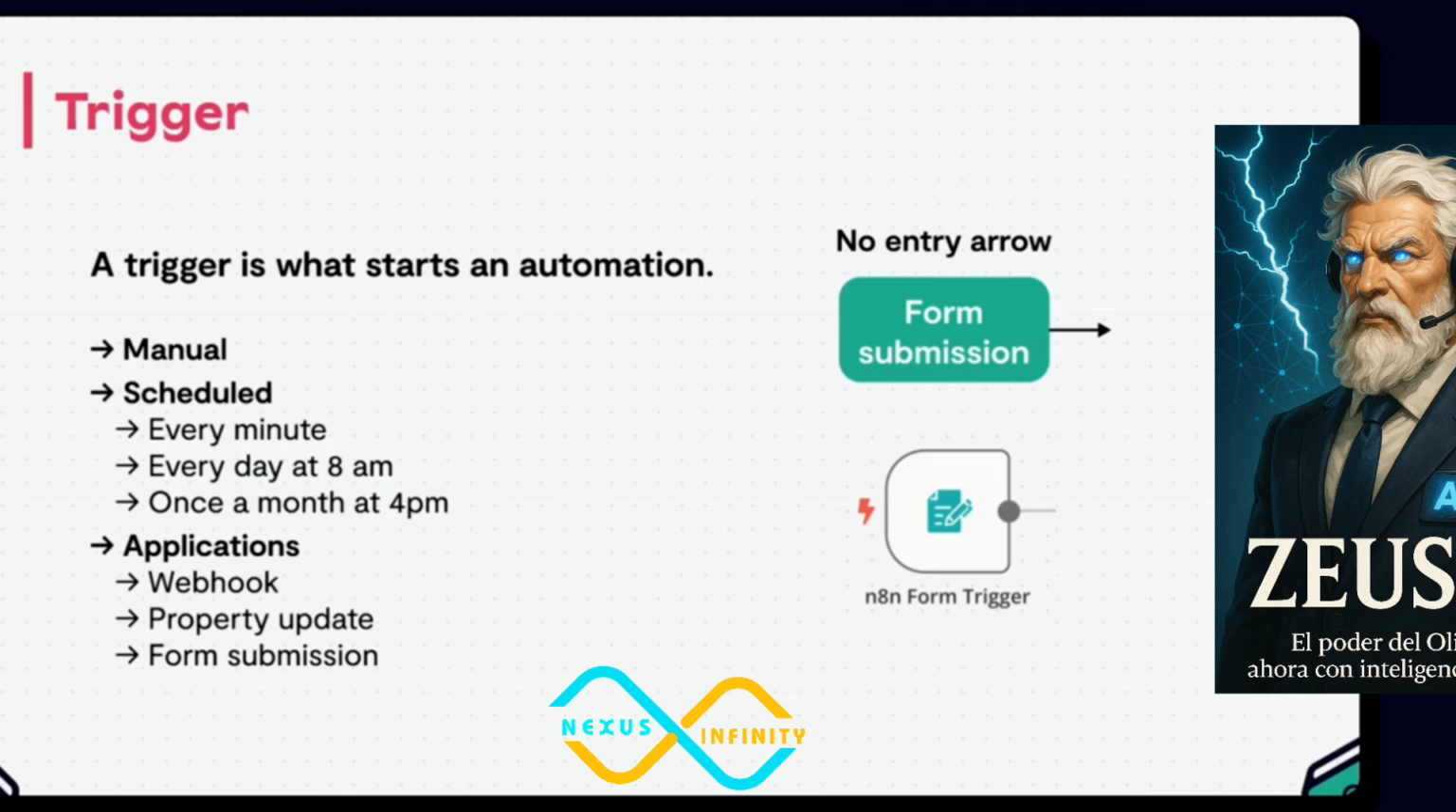There are many different kinds of triggers. A trigger can be manual, so executed manually. It can be scheduled, so every minute, every day at 8 a.m., once a month at 4 p.m., or it can be linked to applications. We can trigger a workflow when we receive a webhook, when a property is updated in the CRM, or when, for example, a form is submitted.